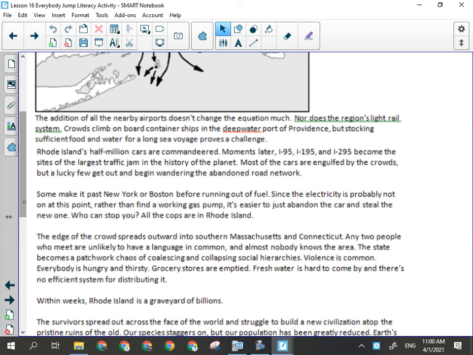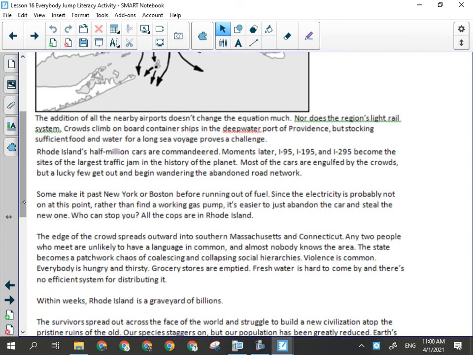Any two people who meet are unlikely to have a language in common, and almost nobody knows the area. I mean, imagine if you just came here from East Timor and now you're in Rhode Island. You don't know the lay of the land. You can't read the signs. Okay, you're pretty screwed. Okay, so the state becomes a patchwork chaos of coalescing and collapsing social hierarchies. Walking Dead. Okay, right? So there'd be like Negans everywhere. It'd be really bad. Okay.